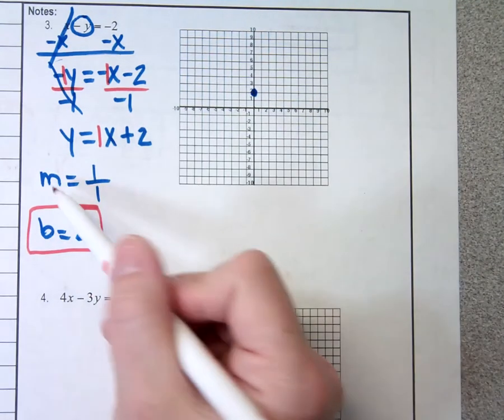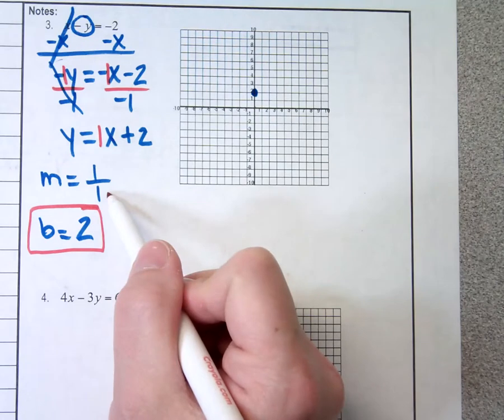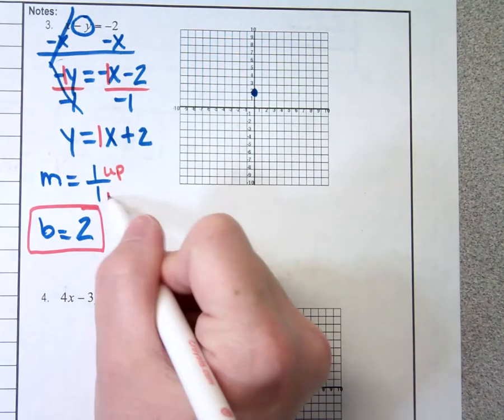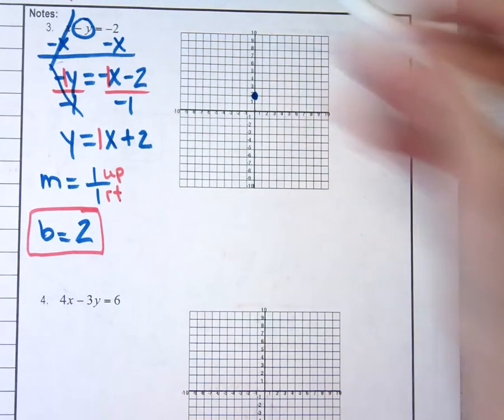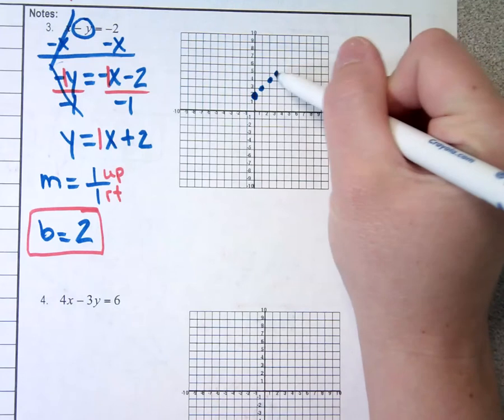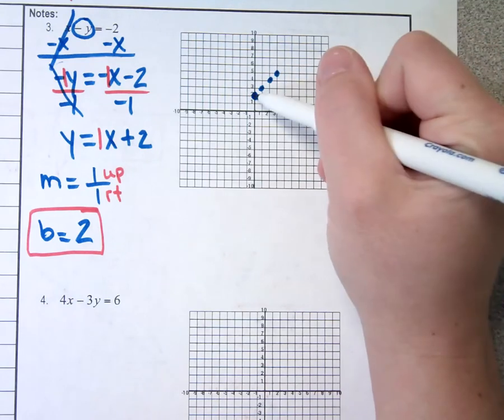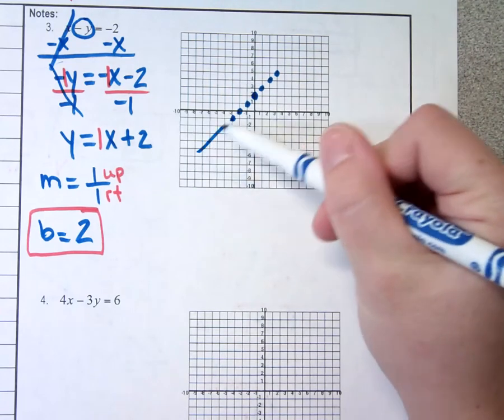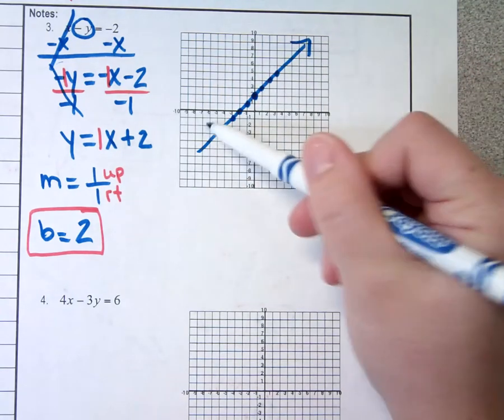My slope is how I move. It's how I rise over run. So since this is a positive 1, I go up. Since this is a positive 1, I go right. So from my y-intercept, I go up 1, right 1, up 1, right 1, up 1, right 1, or reverse. Down 1, left 1, down 1, left 1, down 1, left 1. Connect all your points for one nice straight line. Beautiful.